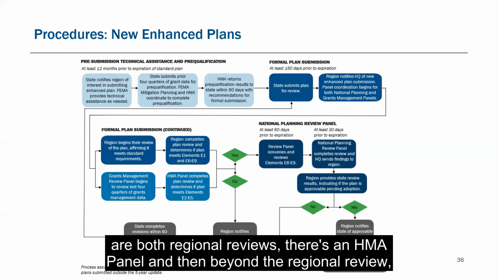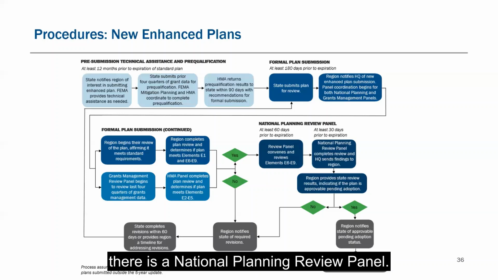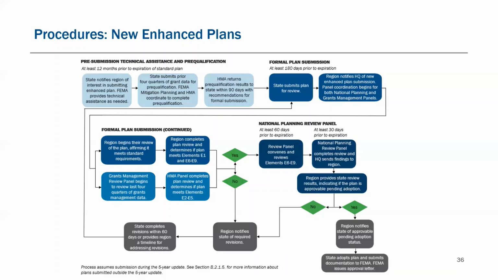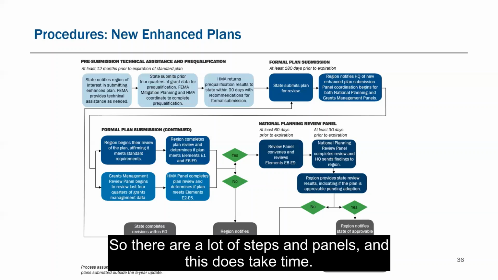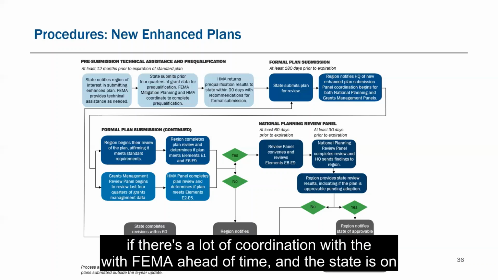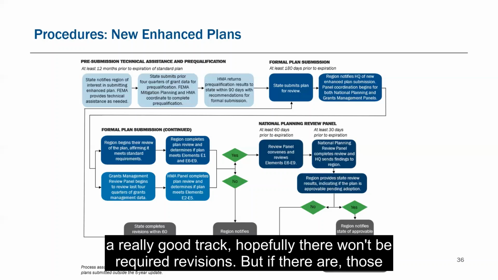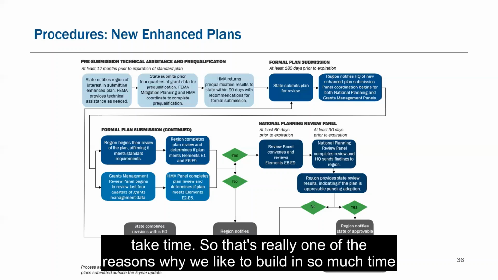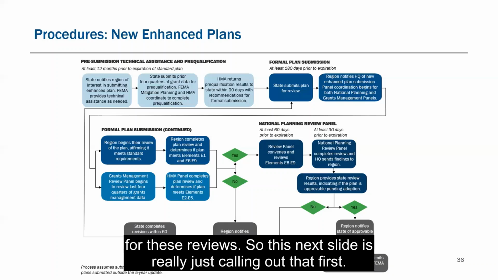There's an HMA panel, and then beyond the regional review, there is a national planning review panel. So there are a lot of steps and panels, and this does take time, and at any step, even following the regional review, there could be required revisions. So if there's a lot of coordination with FEMA ahead of time, and the state's on a really good track, hopefully there won't be required revisions. But if there are, those take time. So that's really one of the reasons why we like to build in so much time for these reviews.